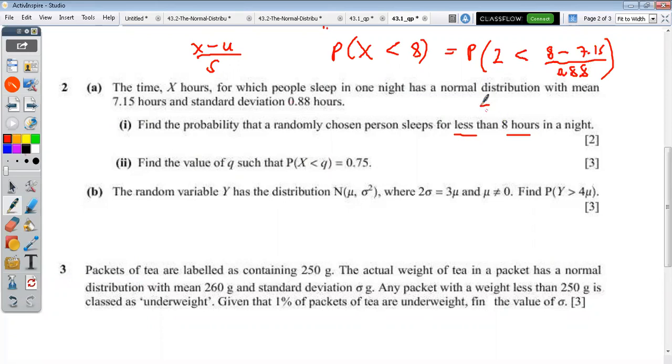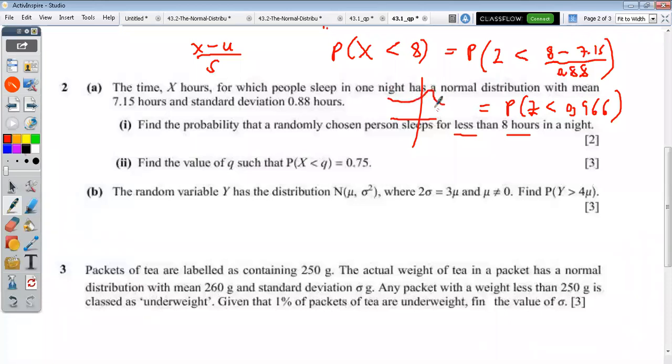And what do you get? Probability that z is less than 8 minus 7.15 divided by 0.88. What do you get, to 3 decimal places? 0.966, like this. So remember, now because this is less than, if we're to draw a normal distribution, it's easier because your graph always gives you the less than.